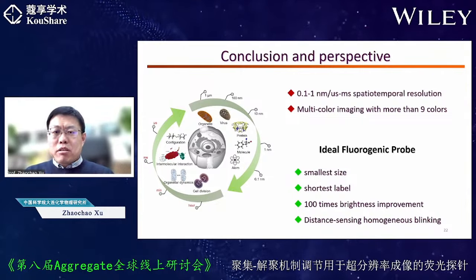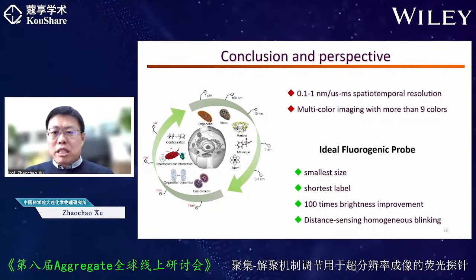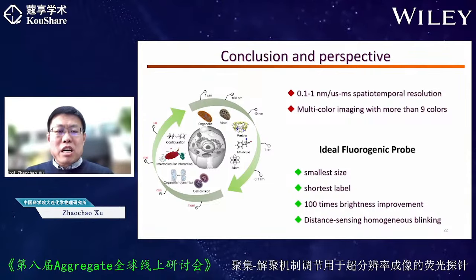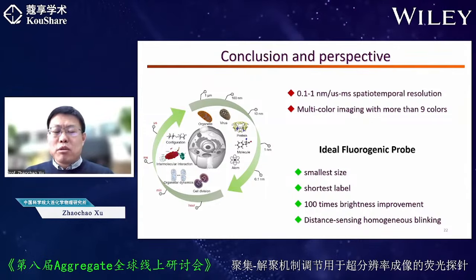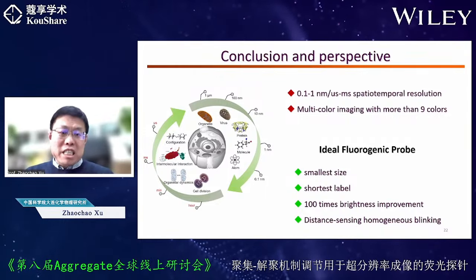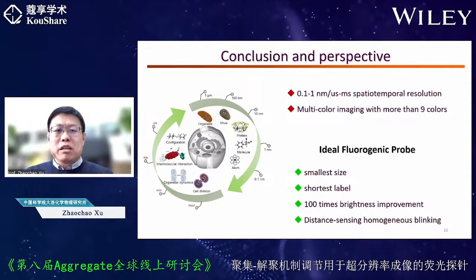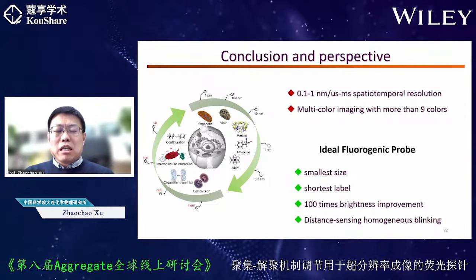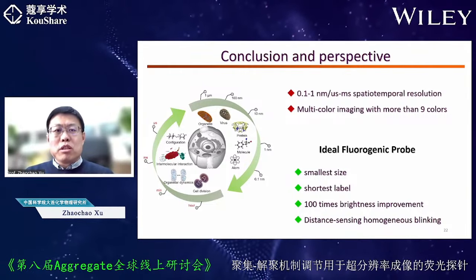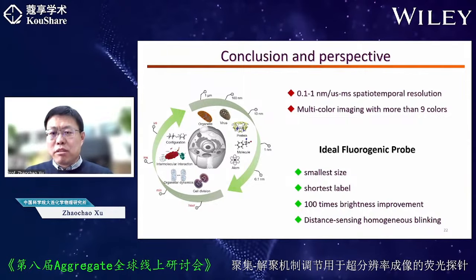Then we need ideal fluorogenic probes in the future. Besides the fluorogenic property, these probes also need to have the smallest size, the shortest linker with the target, and the brightness also needs to be improved. A very big improvement to get the brightest probes in the future. And the blinking properties are also key to achieving spatial resolution down to 0.1 nanometer.